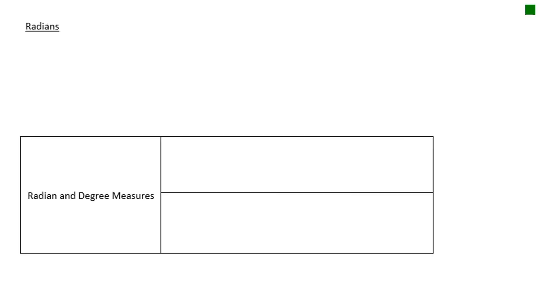All right, so we're going to talk about radians now. So what is a radian? A radian is another way to measure how big an angle is. We can talk about degrees, how many degrees we travel. We also can talk about how many radians we travel. And again, we're still talking about a coordinate plane.